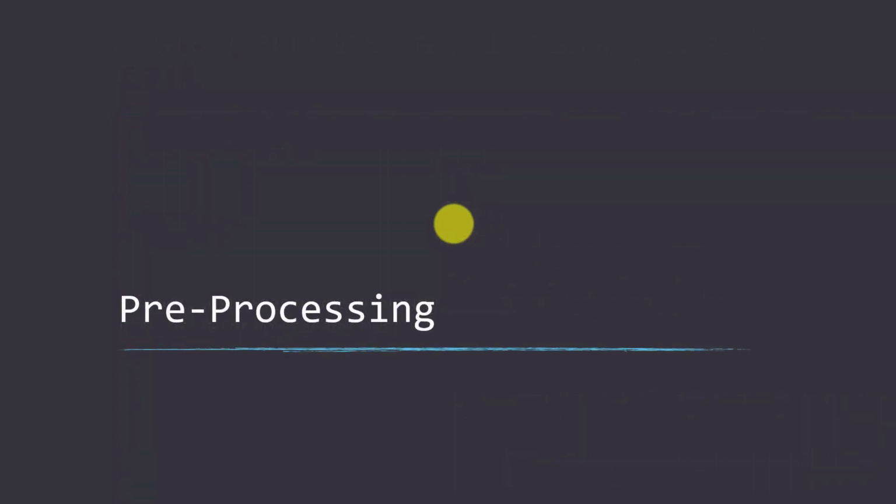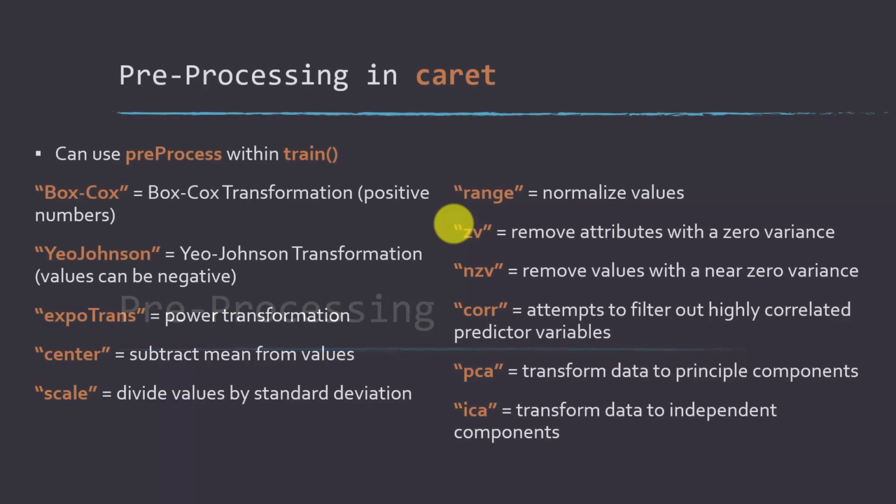Okay, and then in this last section, we're just going to look at some pre-processing options. Caret provides a wide variety of different pre-processing options to rescale the data or do some other transformation, and here are some examples. Again, this is generally provided in the preProcess argument within the train function.